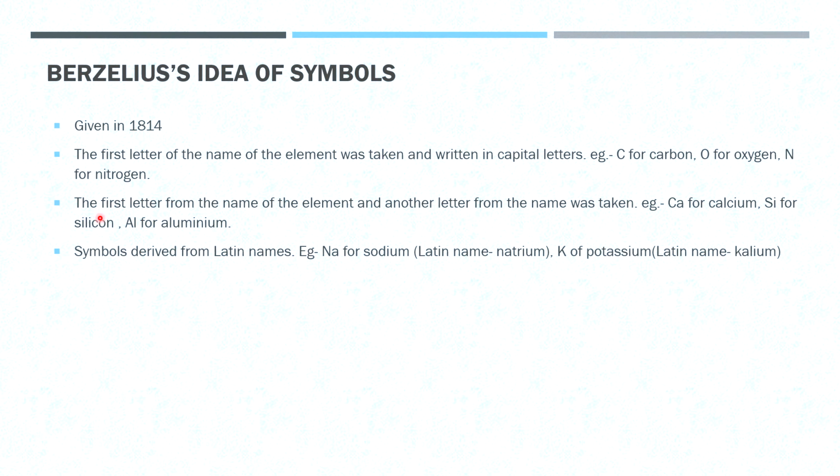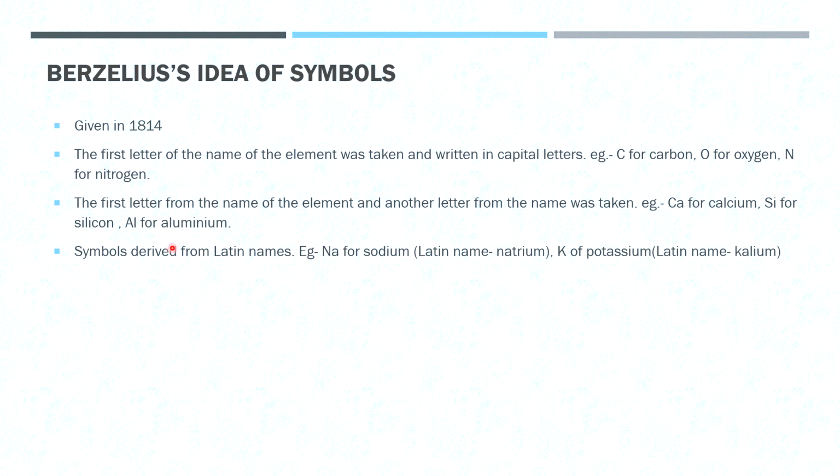For those elements whose first letter had already been occupied, meaning if there were two elements starting with the same letter, the previous element was given the first letter. So what about the rest of the elements? He said we can use the first letter from the name of the element and another letter from the name. For example, Ca for calcium, Si for silicon, Al for aluminium.